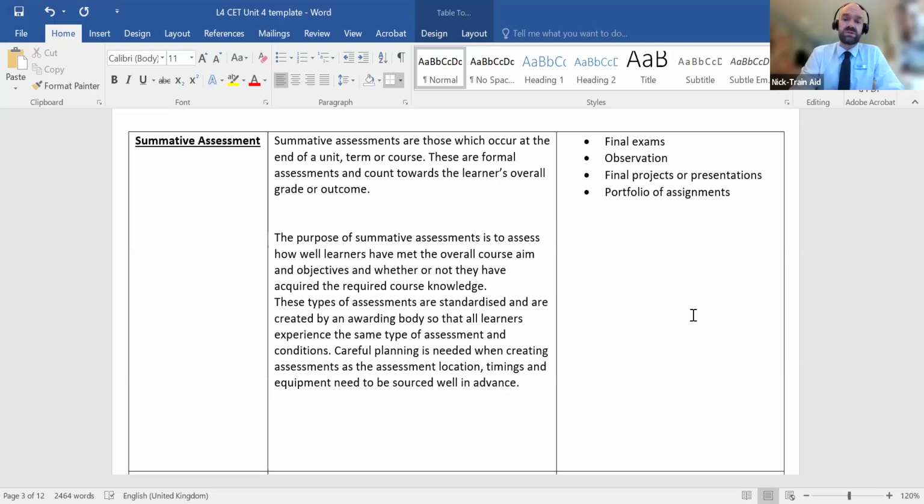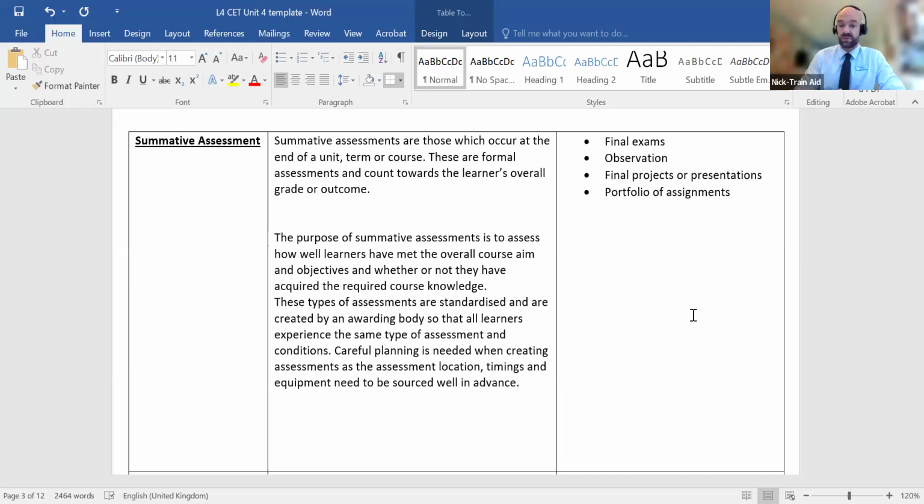So summative assessments usually occur at the end of a unit, a term, or typically the end of a course. Now, these are formal assessments. They require lots of planning, and they count towards the learner's overall grade or outcome. So they should be taken seriously by learners as well as fellow staff members.